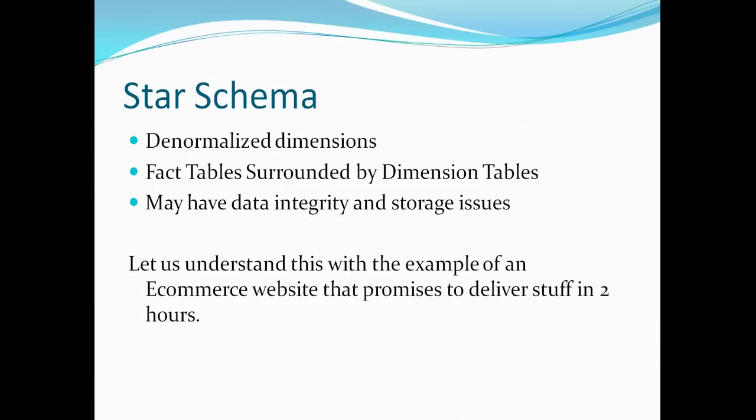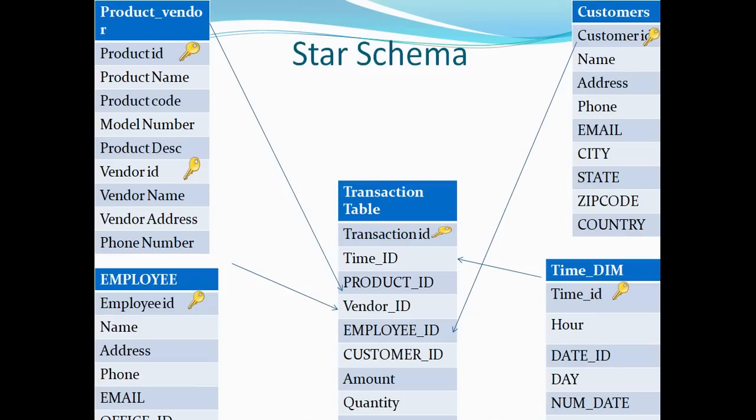As we have done in our other videos, we are going to understand this with the help of a real scenario. Recently certain e-commerce websites popped up in India, and they said that we will deliver your essential stuff within 2 hours of your order, which is pretty cool, right? But how this will be managed in the backend, that is what we are going to see now. So this is how your star schema is going to look.